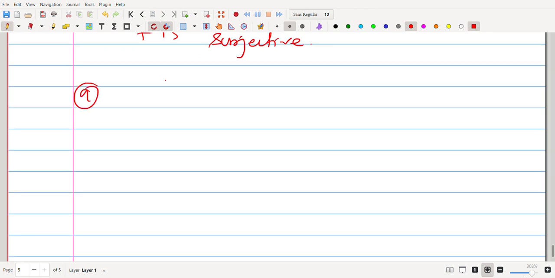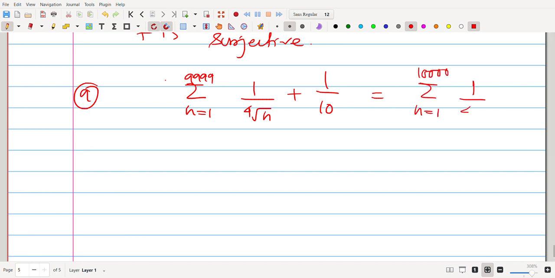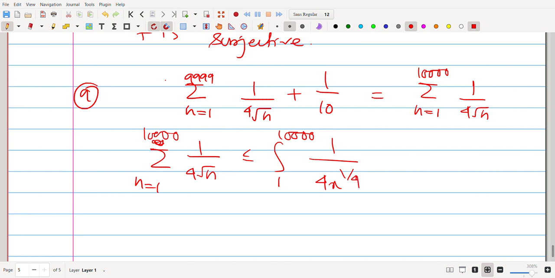Go to problem number 9. What is the greatest integer less than or equal to this? So see, the sum over n equal to 1 to 9999 of 1 by this. If you add, say, 1 by 10,000, the greatest integer less than or equal to this plus this, both are the same, right? So I can just add it. What will you get? I will get summation n equal to 1 to 10,000 of 1 by the fourth root of n, and this is less than the integral from 1 to 10,000 of 1 by x to the power 1 by 4. Not fourth power, this is the fourth root of n.